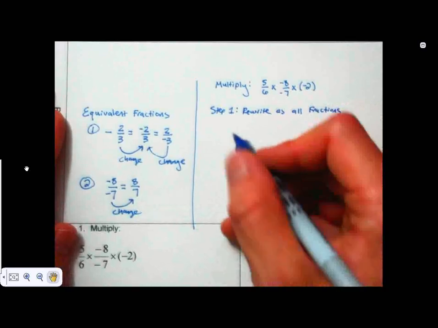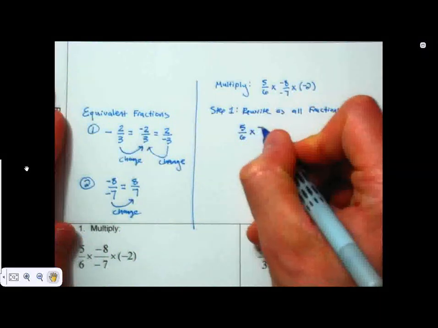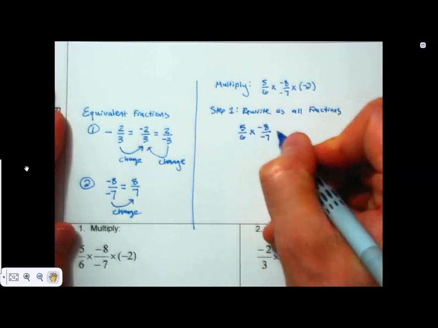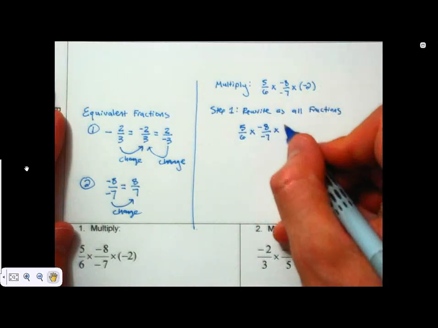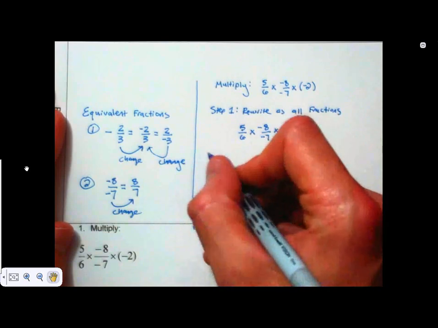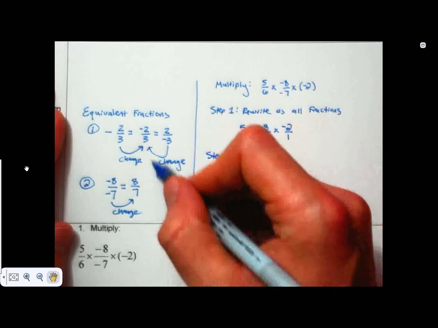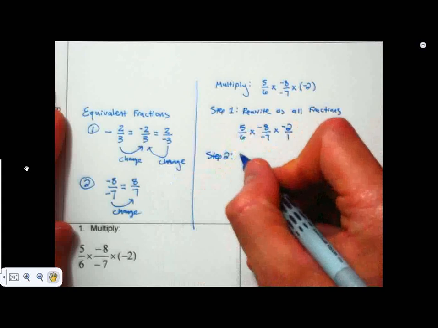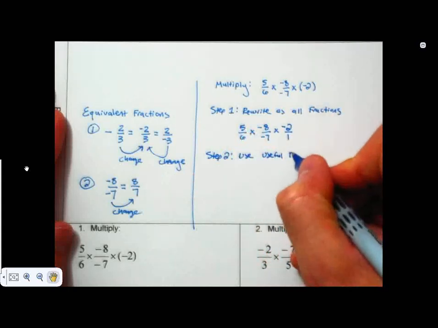So what I mean by that is the first one is already a fraction, so I don't need to rewrite that one at all. Same with the second one. But the third one, instead of having negative 2, you can always write an integer as a fraction. Negative 2 would be the same as negative 2 over 1. Okay, negative 2 divided by 1 is negative 2. So step 2 then in the process is I'm going to put my fractions in those useful fraction forms.